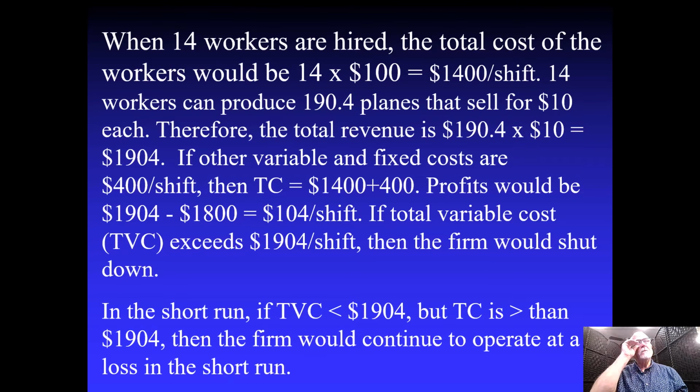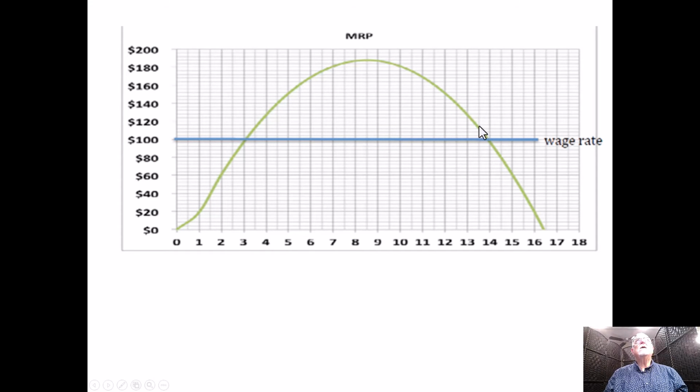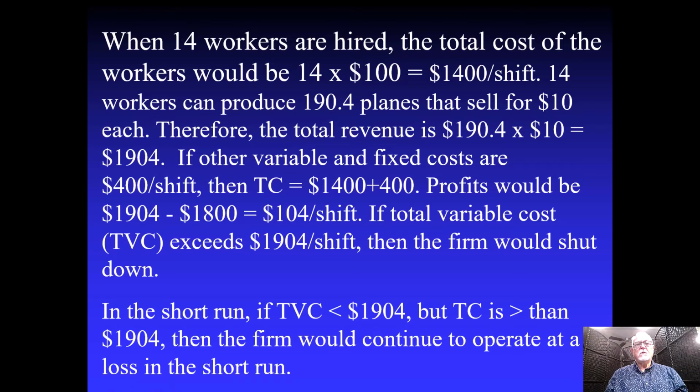Hope that was as clear as mud. So we can see from this point of intersection right here that this is approximately 14 workers. So MRP equals MSC would be at the point of about 14 workers.